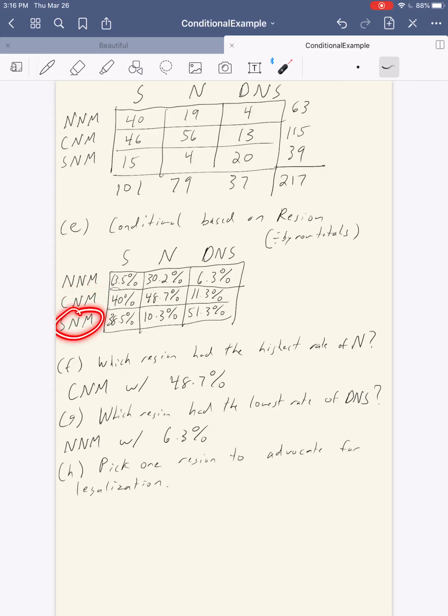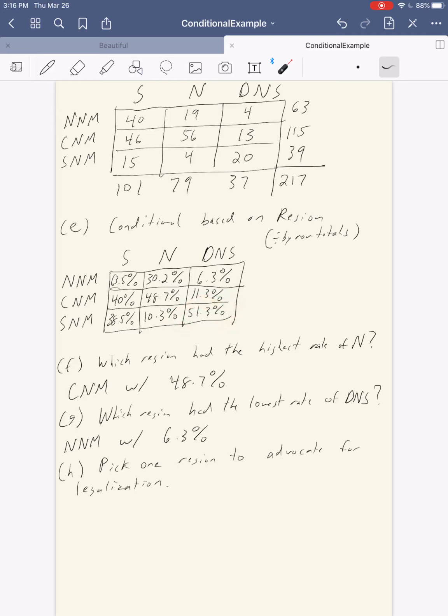What about southern New Mexico? Well, southern New Mexico has the lowest rate of supporting, so that might indicate that it's a place where we need to do work. But notice that it has a very low rate of neutral and a very high rate of not supporting. That might mean that it's going to be very hard to convince those people to change their mind because they're already firmly entrenched on the do not support side.